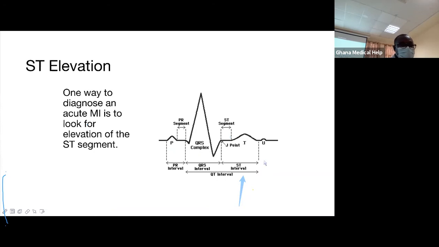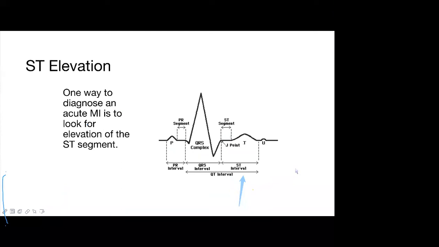Now, one way to diagnose an acute MI is to look for elevation of your ST segment. Mind you, there's what is called a J point. And some young people do have what we call J point elevation. We'll be looking at that. Let's keep things simple. If you find an ST segment elevation, you don't know what it's about, it's better either to call a senior person to look at the report.